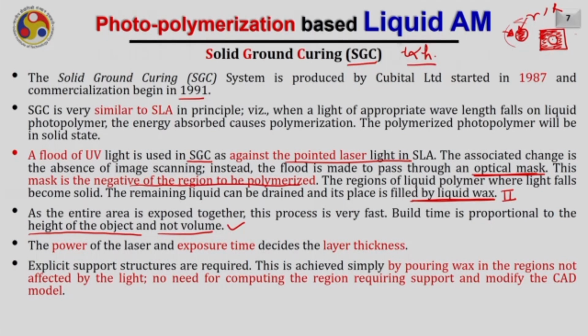Of course, the power of the laser and exposure time decide the layer thickness. Here in this case, explicit support structures are required and this is achieved by simply pouring the wax in the region not affected by the light. No need to compute the region requiring support and modify the CAD accordingly. Meaning to say, you need not calculate the triangles that require the support mechanism in pre-processing. Here you just build the part, drain out the remaining liquid material and pour the wax over it. Wax will automatically fill the empty space. Hence, you need not find out where to add material because you are pouring a bulk of wax material here.